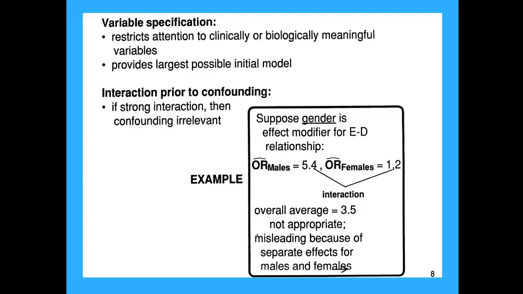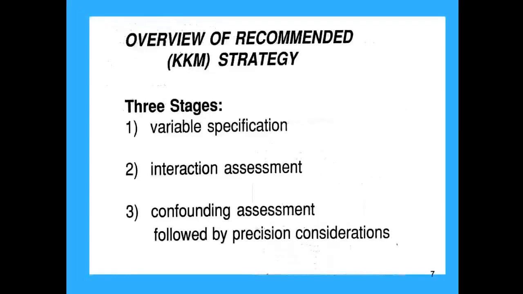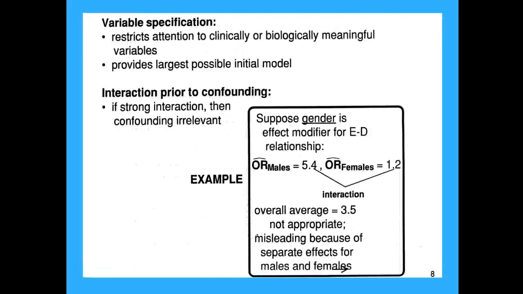According to my strategy, the next step should be interaction assessment. If you've got a model that has interaction terms, then you should consider interaction. So you don't just use an algorithm; it provides the largest possible model, and eventually you whittle it down by looking at confounding, interaction, and precision to come up with the best model.